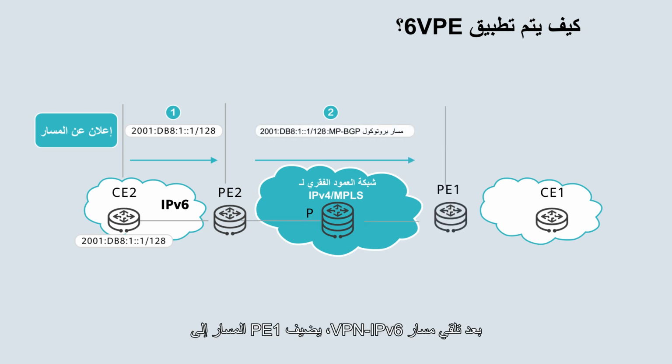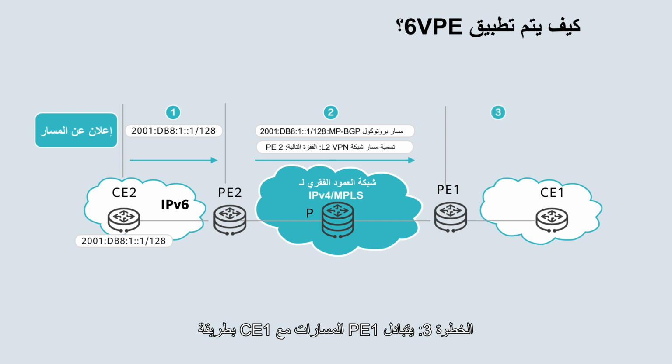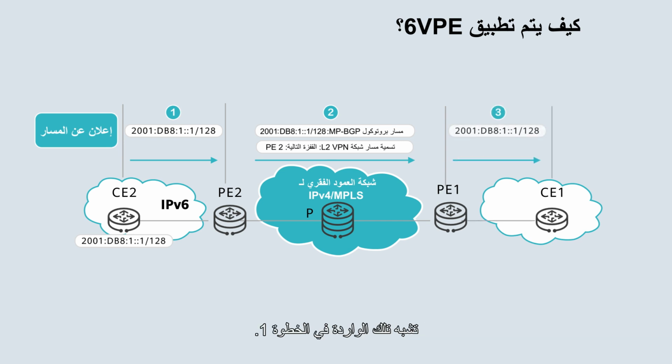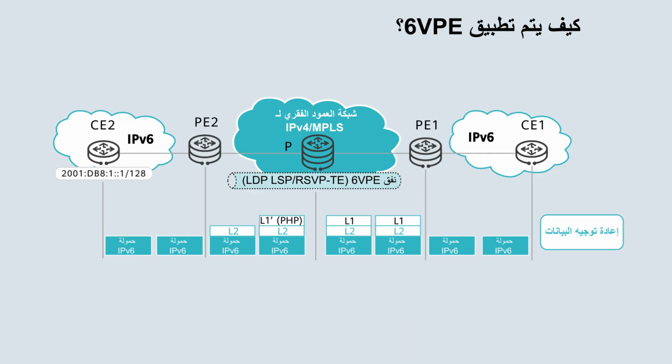After receiving the VPN IPv6 route, PE1 adds a route to its VPN IPv6 routing table and stores the MPLS label information carried in the MP-BGP update message. Step 3. PE1 exchanges routes with CE1 in a way similar to that in Step 1. They also use a standard IPv6 routing protocol for communication. Next, let's take a look at the packet forwarding process of a 6VPE tunnel.